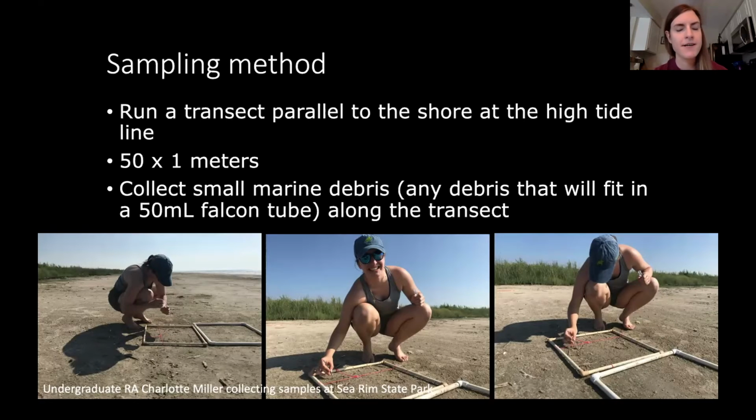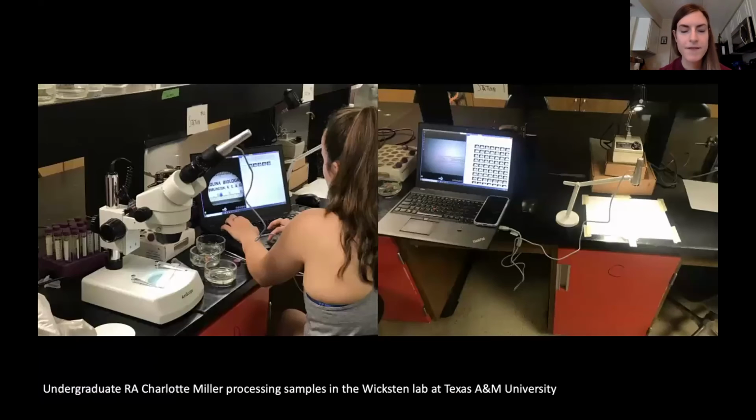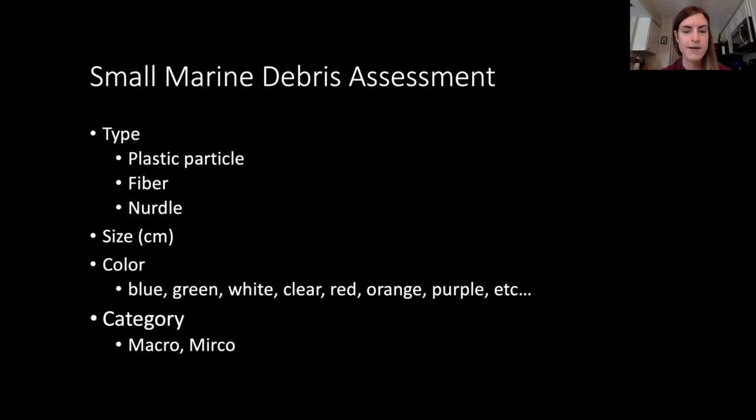Then what we would do is we would collect small marine debris, as we are calling them for this survey, and that was anything that would fit into a 50 milliliter centrifuge tube that would fall across our 50 meter by 1 meter transect. After that point, we would collect these debris, and then we would take them back to the lab, and we would catalog them and visually observe them. So we would look at them under the scope, we would take photos of each one, and then we would characterize them according to a couple of things.